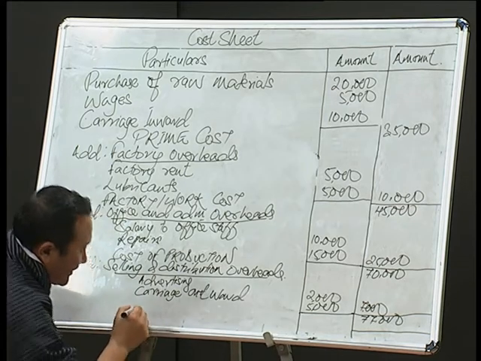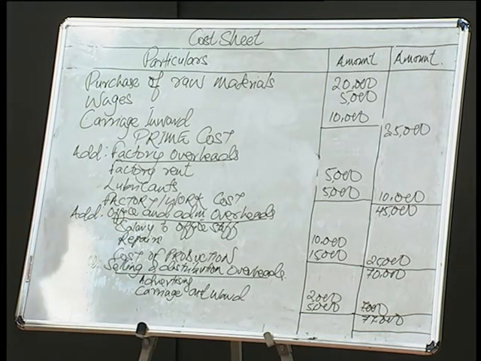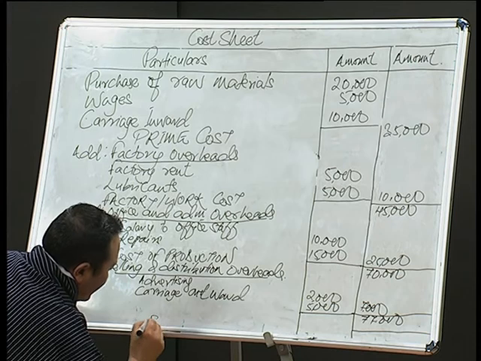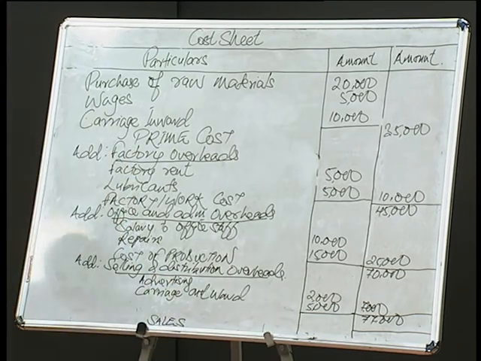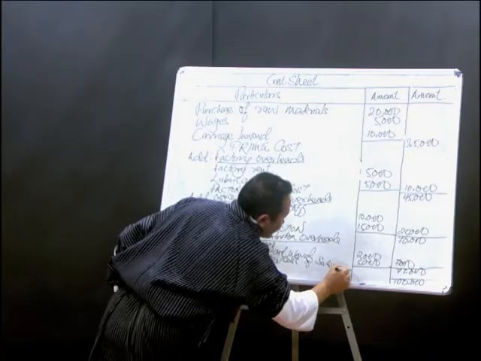And finally we are given our sales. Before we determine the result, either profit or loss, we are given sales. Sales, how much are we given? Sales we are given is 100,000.